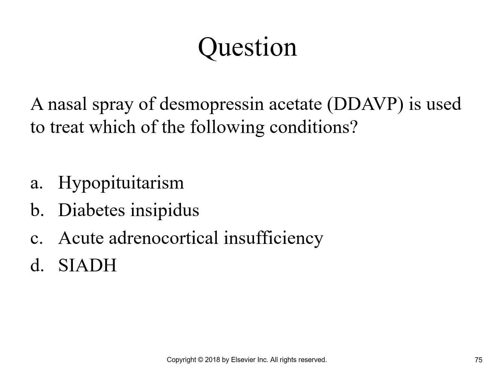And the correct answer is B, diabetes insipidus. This concludes this chapter. Thank you.